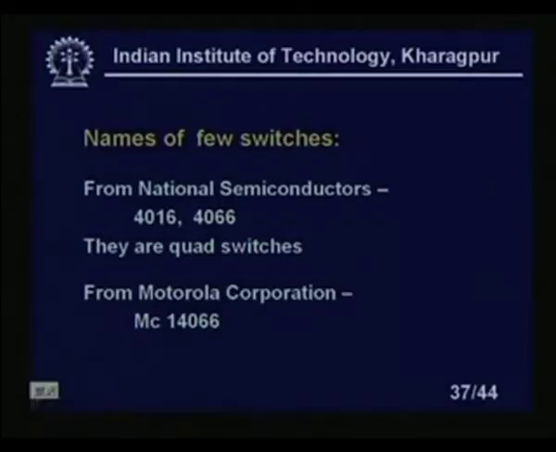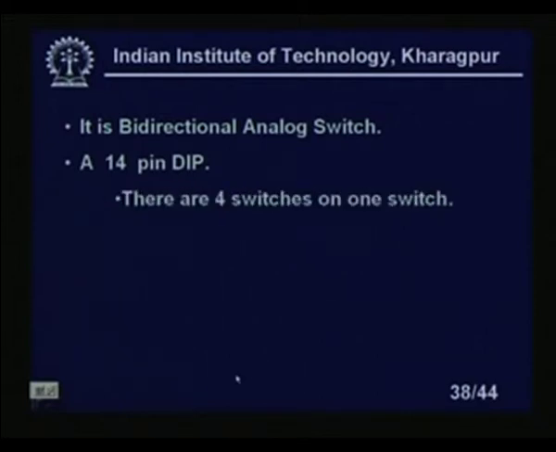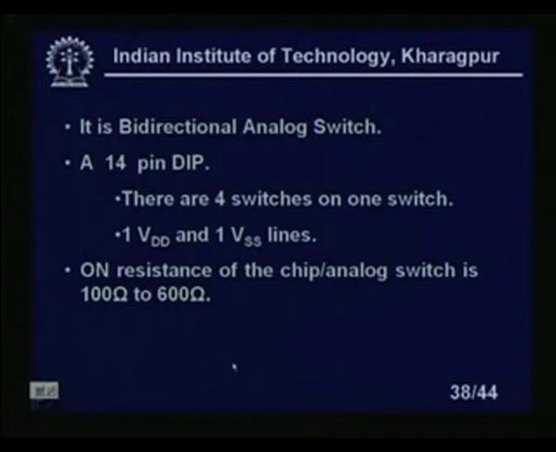In each case, 3 pins are necessary for each switch: one for input, another for output, one for control. So 12 pins are gone, and 2 more pins, one for VSS and another for VDD. So it is a 14-pin DIP which holds the 4 analog switches. We have given the specifications of both National Semiconductor and Motorola. It is a bidirectional analog switch, 14-pin DIP, with 4 switches, one VDD and one VSS line. The on resistance of the analog switch chip is around 100 ohm to 600 ohm. Its value is a little low; nowadays it is even less.